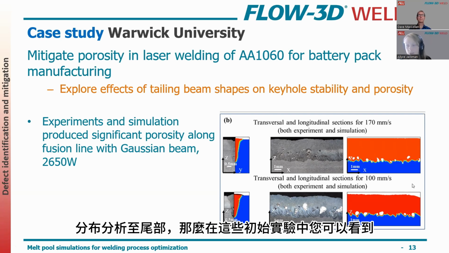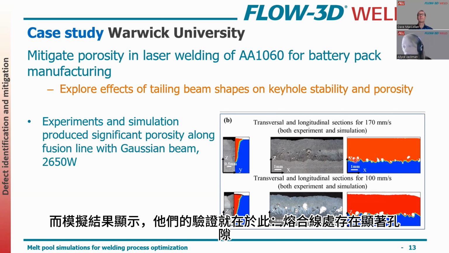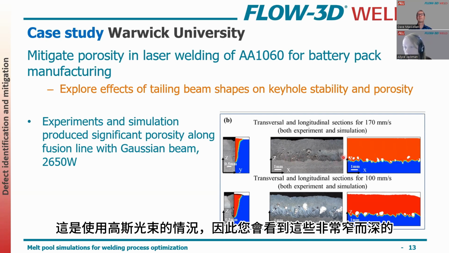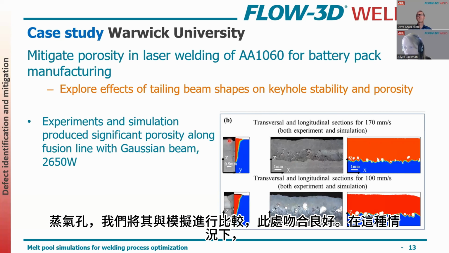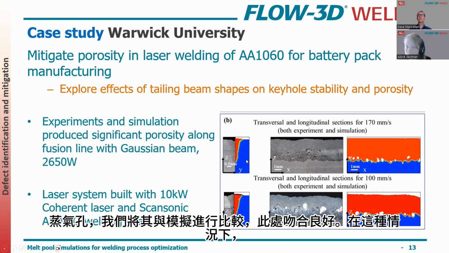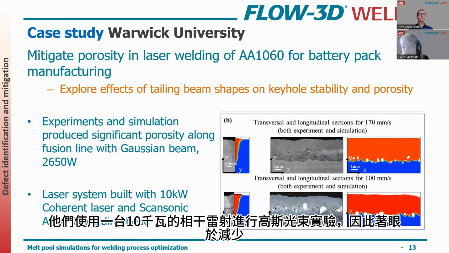And so what you could see in these initial experiments here and simulations, this is their validation right here, was that they had significant porosity along the fusion line. And this is with the Gaussian beam. So you have these really narrow, deep keyholes that you can see were compared with simulation. Good agreement there. And in this case, they were using a 10 kilowatt coherent laser for the Gaussian experiments.